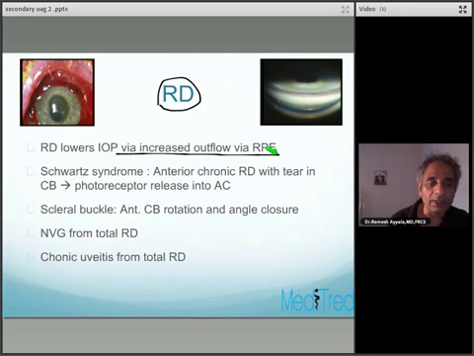A scleral buckle, if it is too tight, can cause obstruction to the episcleral venous outflow pathway, anterior ciliary body rotation, and angle closure glaucoma. Sometimes a patient with a total retinal detachment can develop neovascular glaucoma or uveitic glaucoma. Both of these situations can cause the intraocular pressure to be elevated rather than decreased.